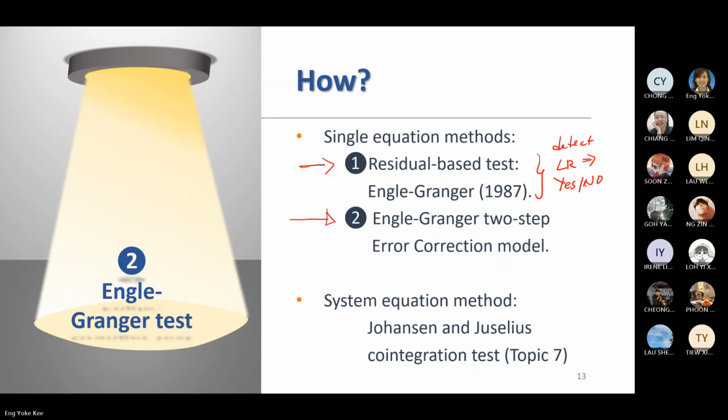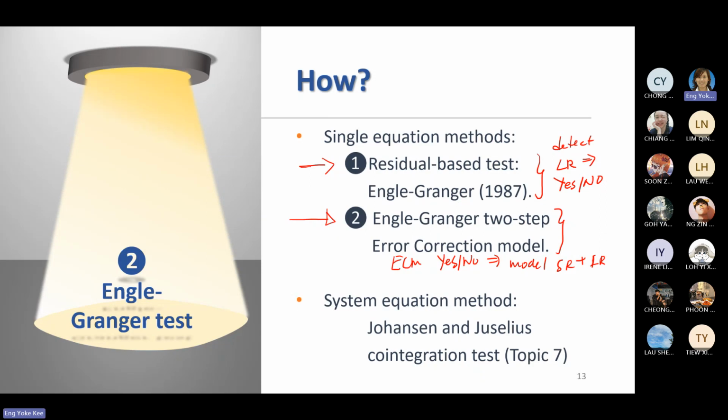Yes or no. Okay, the second one is what I call the Engle-Granger 2-step error correction model. This error correction model tells us yes or no, and we can also model the short run and long run. So that is the key difference.